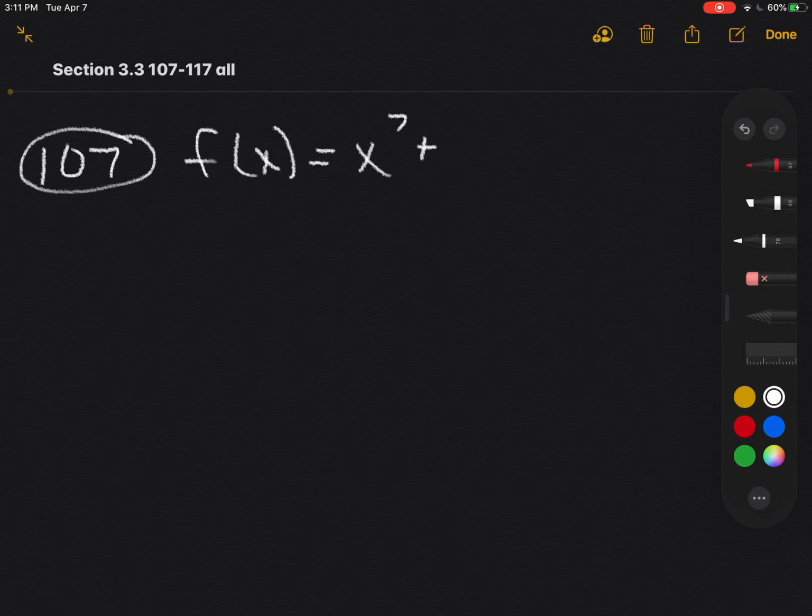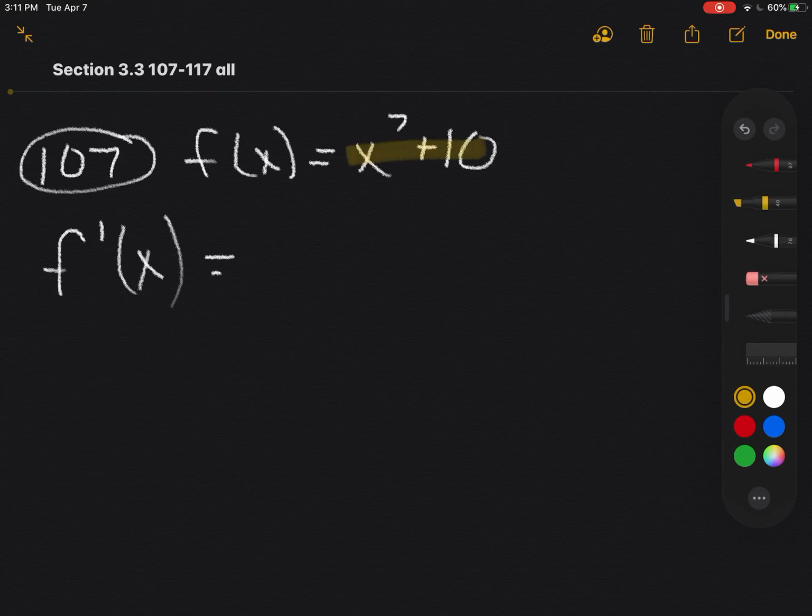So 107, you're given f of x is equal to x to the 7 plus 10. And you want to find f prime of x. So the nice thing here is that because the derivative is based on the limit laws, if I have a sum x to the 7 plus 10, I can look at f prime of x.